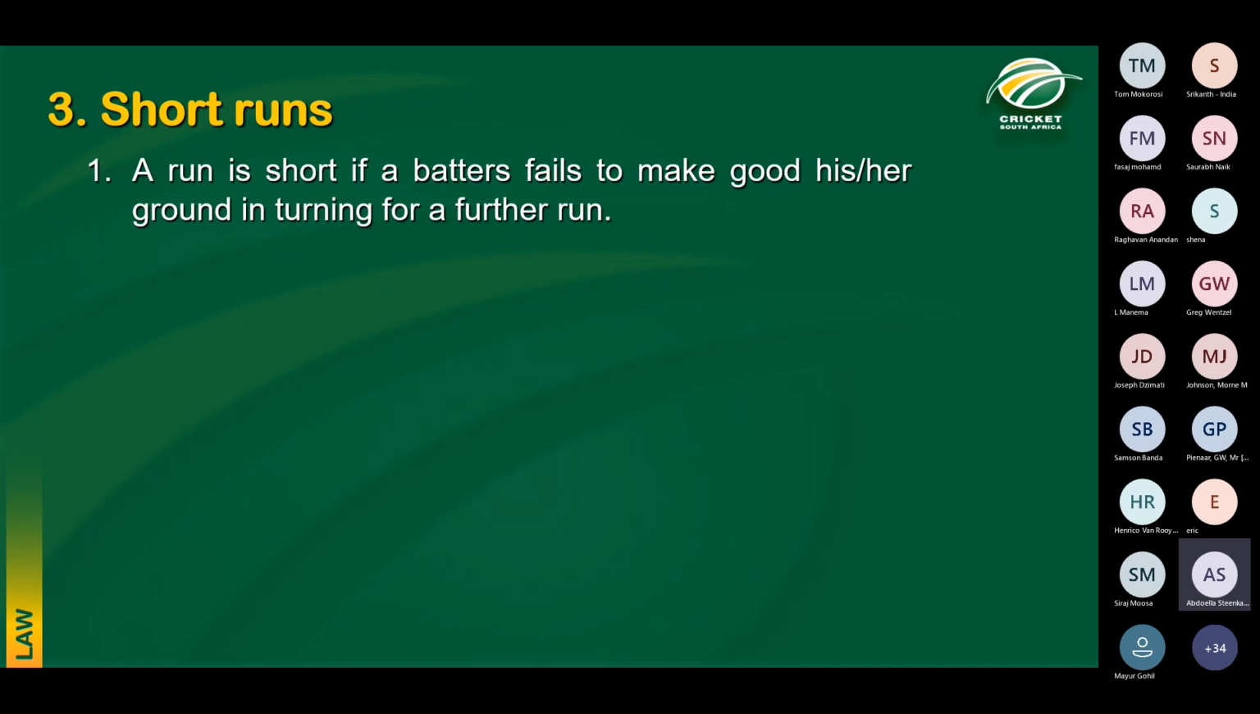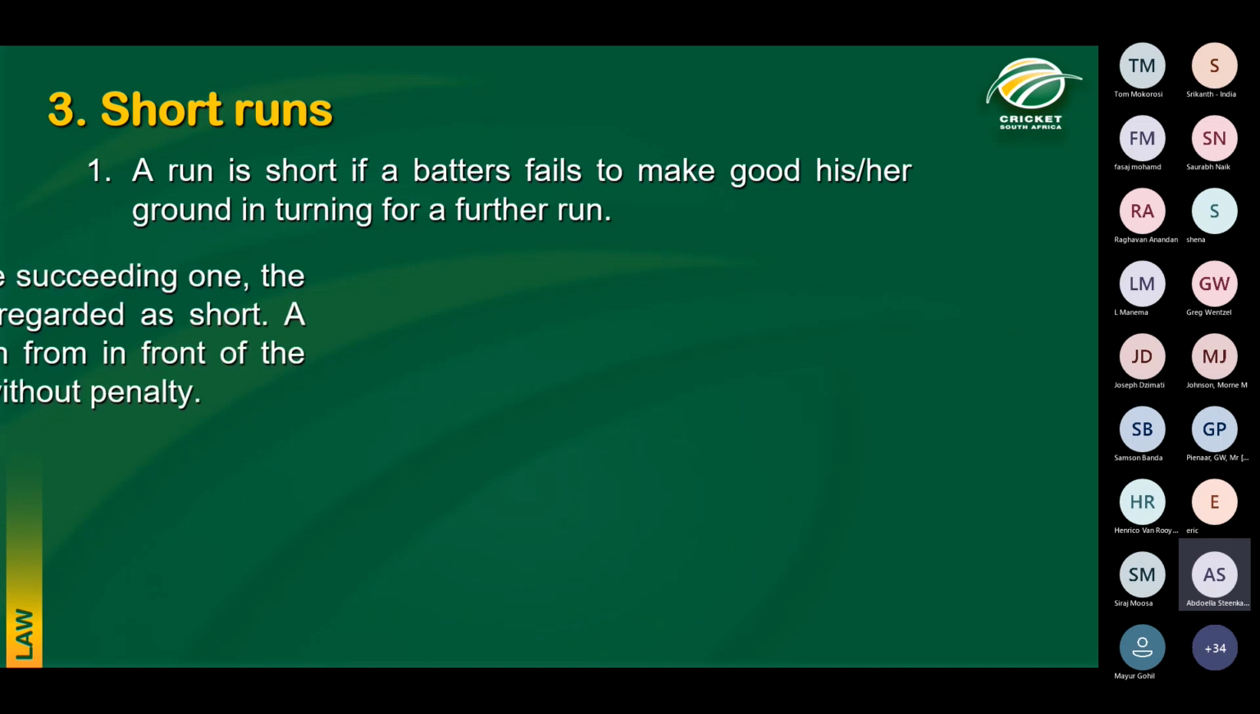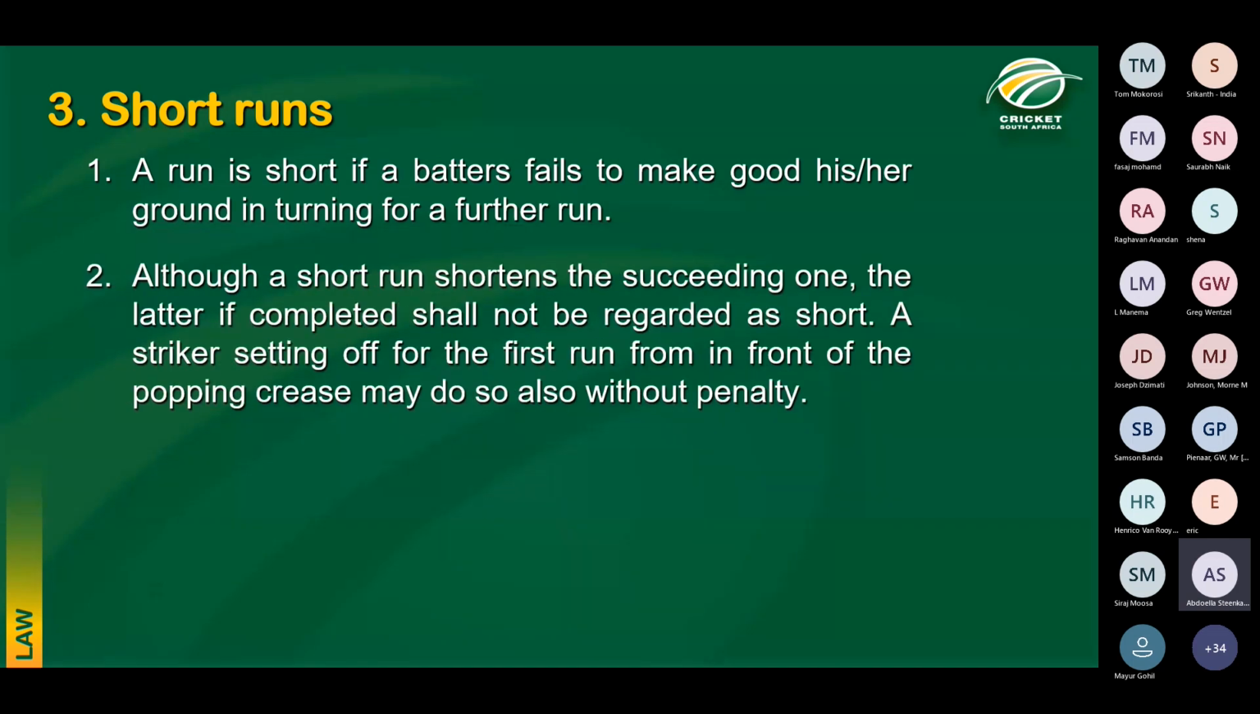Once that is done, and if you turn for a 2nd, that's a valid run. But if you don't put any part of your person or the bat behind the popping crease, and then you turn for a 2nd run, that is seen as short. It's either unintentional or deliberate. We will go into detail now.